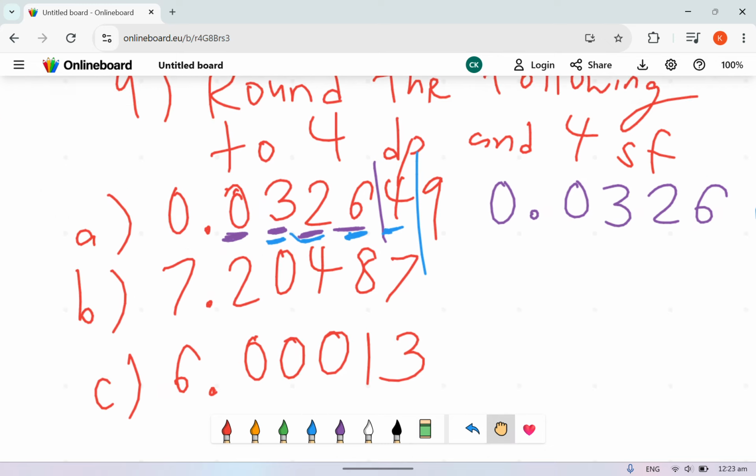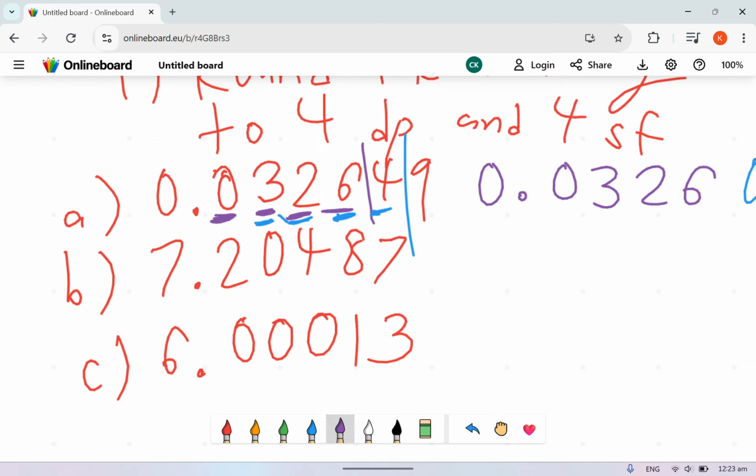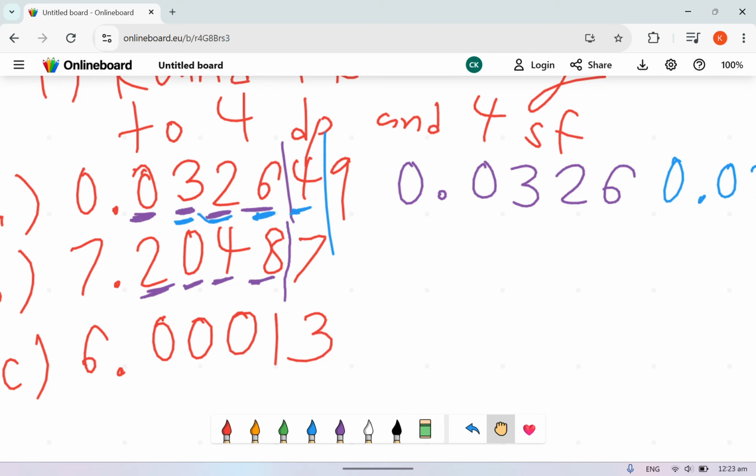Okay. Now, purple is decimal point, blue is significant figures. 1, 2, 3, 4. Okay? Cut off. It's going to be 7.2049. Significant figures. 1. Is the 0 counted? Yes, 0 is still a significant figure because it's between 2 non-zero digits. 1, 2, 3, 4. And you get the same thing.